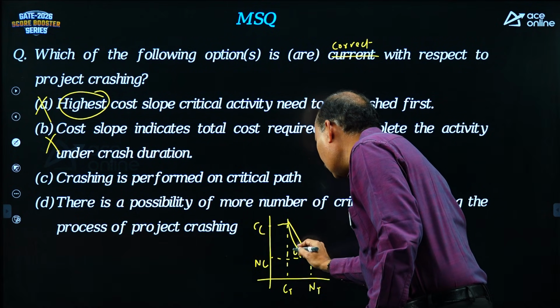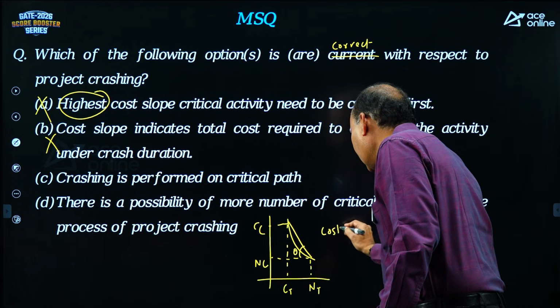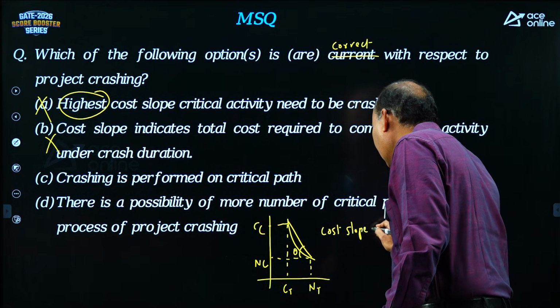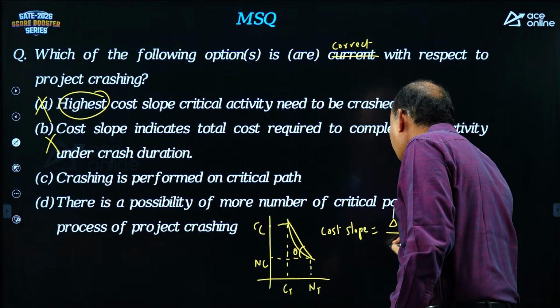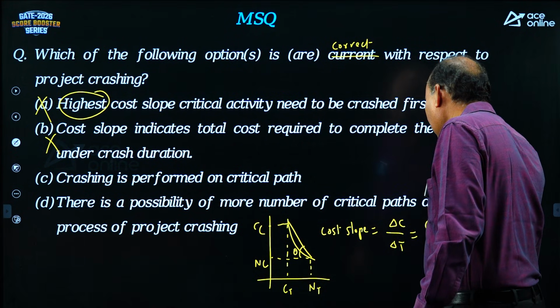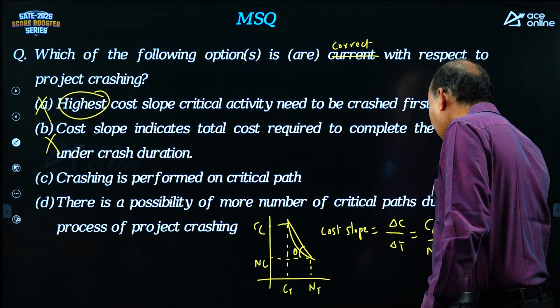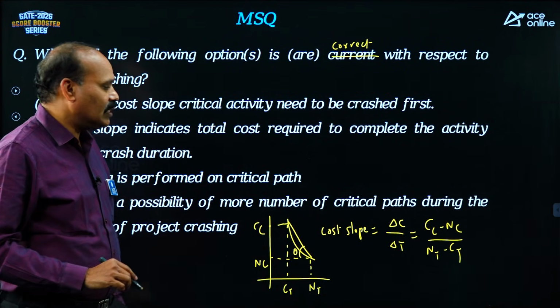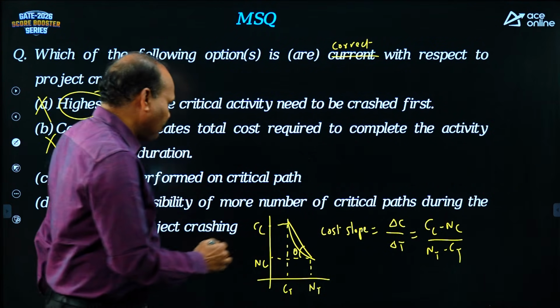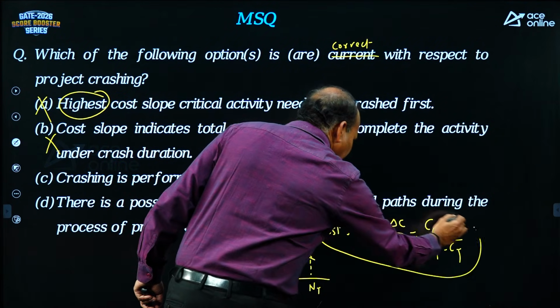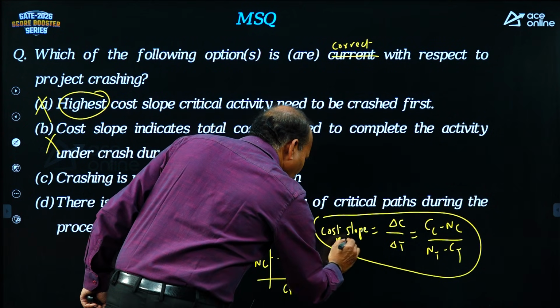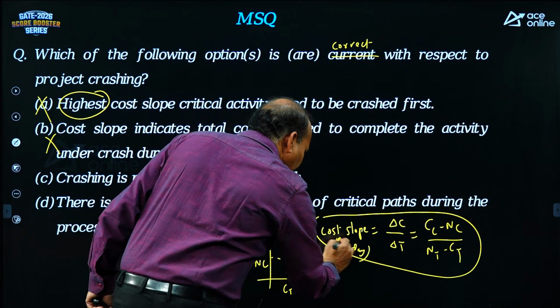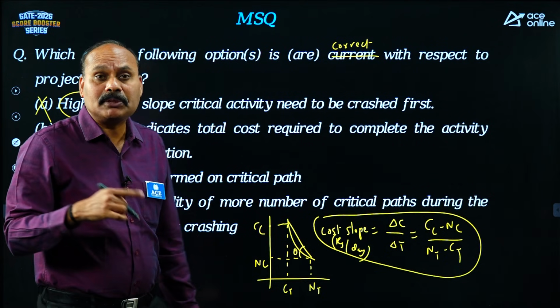This is actually cost slope. Cost slope is equal to delta C divided by delta T. That is CC minus NC divided by NT minus CT. Cost slope is equal to CC minus NC divided by NT minus CT. And this is basically rupees per unit time. Say for example, time is in terms of days. It is going to be rupees per day.